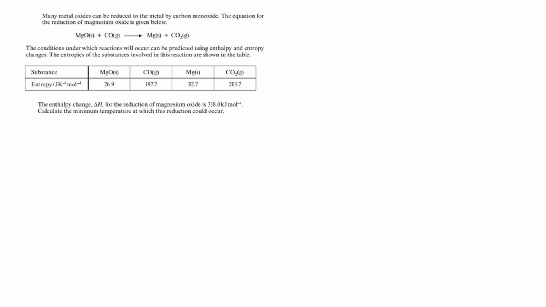Let's just see one more calculation for this video, and then we'll call it quits for today. So this one has magnesium oxide reacting with carbon monoxide to form magnesium and carbon dioxide. You are told that delta H is 318 kilojoules per mole, and you've got the entropies there in your table. So firstly, let's calculate delta S. That's products minus reactants. So products, that's the magnesium, which is 32.7. And the carbon dioxide, which is 213.7.